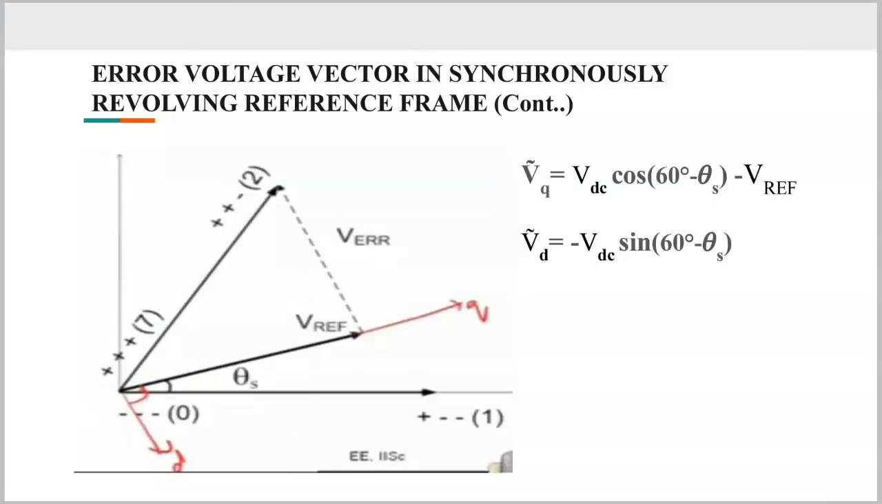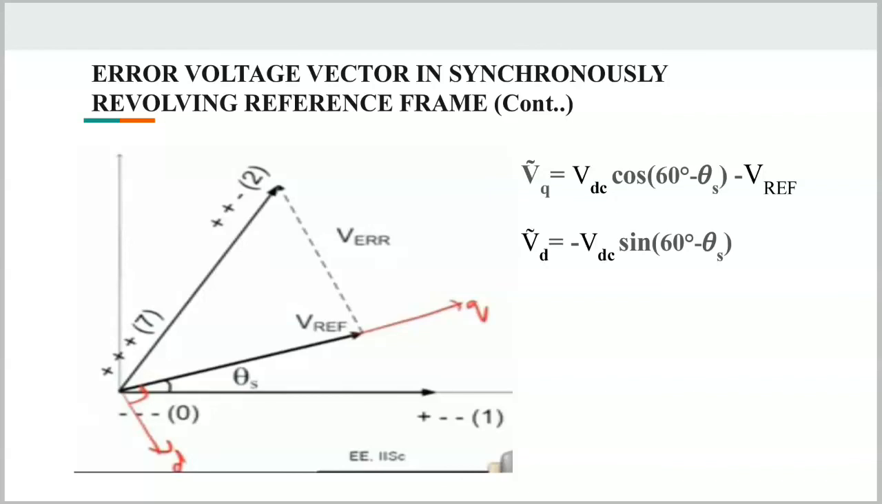So we find that Vq is equal to 0 minus V reference, which is equal to minus V reference, and Vd tilde is equal to 0. The applied voltage vector is a null vector. There is no component along either the d axis or the q axis, so it is 0. This completes our error voltage vector study in the alpha beta domain and the dq domain.